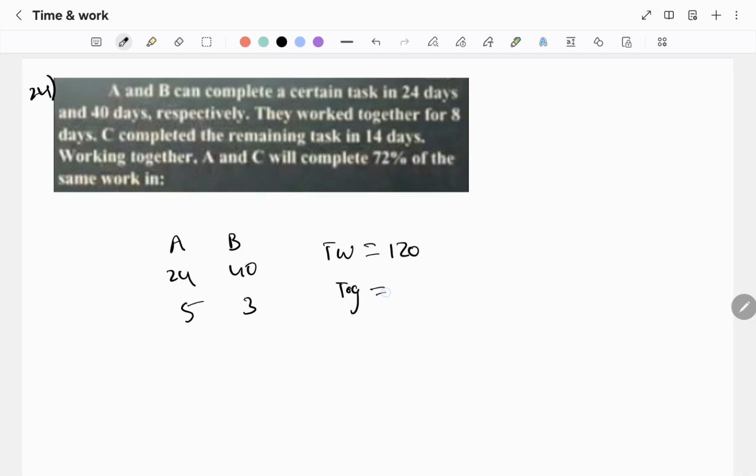Together 8 days. So 8 8s, 64 parts of the work is completed. The remaining is 56. Who has to do this? C completed the remaining task in 14 days. So C completed this in 14 days, means C's efficiency will be 4.